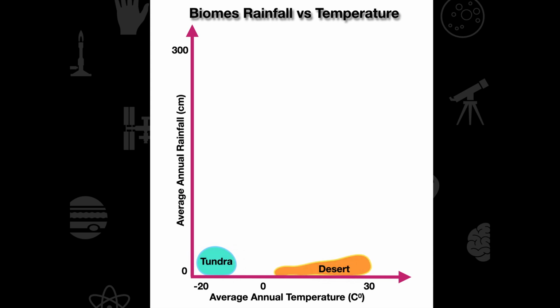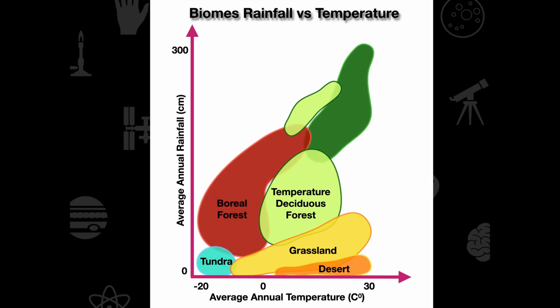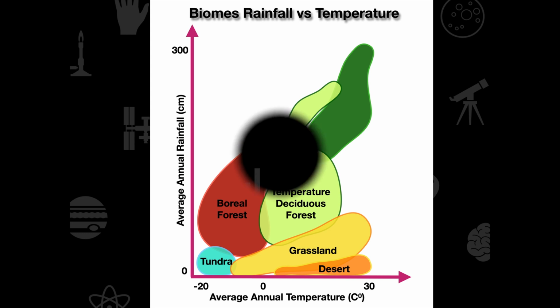Tundras experience low temperatures and low average rainfall. Deserts experience high temperatures but low average rainfall. And then as we move up, we can see grasslands here, temperate deciduous forests, and then we can also see boreal forest here. It's this relationship between rainfall and average annual temperature. Both of these factors play an important part in exactly what biome we see.